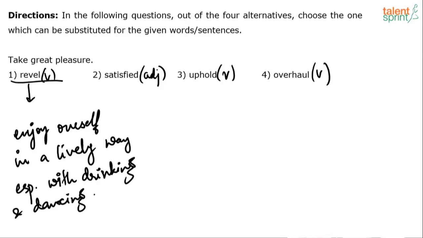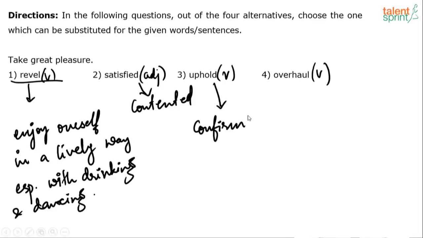Let's look at the second option, satisfied. You know what is the meaning of satisfied, right? It means contented. Someone who is very satisfied is very contented. Yes. What is the meaning of uphold? Uphold means something, confirm.